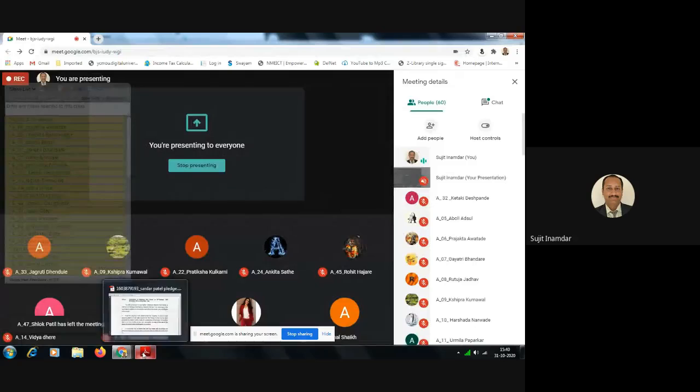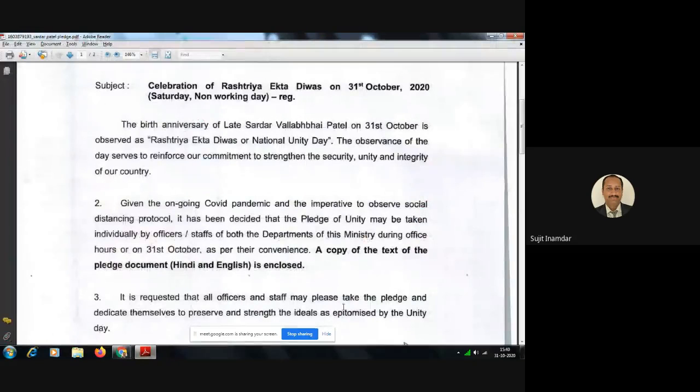So now we will go towards that. As today is the 31st, 2020, it is the celebration of Rashtriya Ekta Divas, on the birth anniversary of late Sardar Vallabhbhai Patel. It is observed as National Unity Day, and the observance of this day serves to reinforce our commitment to strengthen the security, unity, and integrity of our country. So today it is our duty to take that pledge.